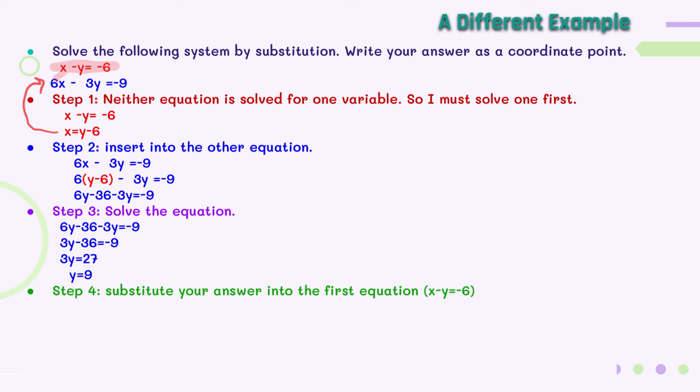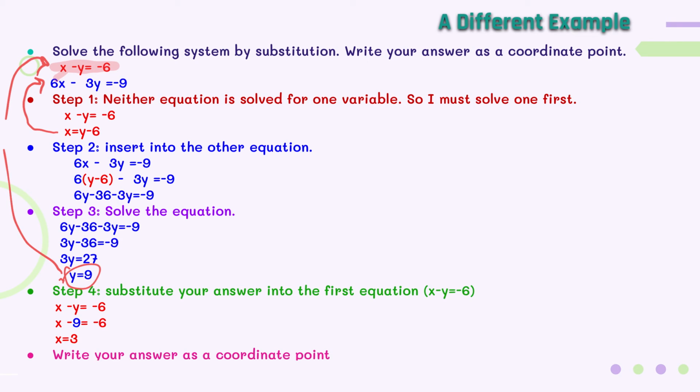My next step is to substitute your answer into the first equation. So I'm going to take this answer and plug it in to this equation. I get x minus y is equal to negative 6, x minus 9 is equal to negative 6, x is equal to 3. And then write your answer as a coordinate point. So as a coordinate point, my answer is 3, negative 9.